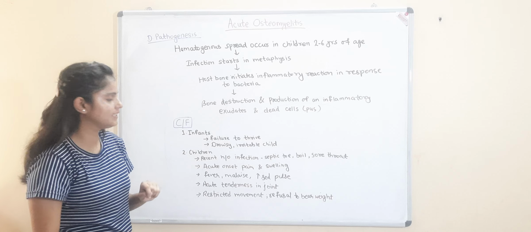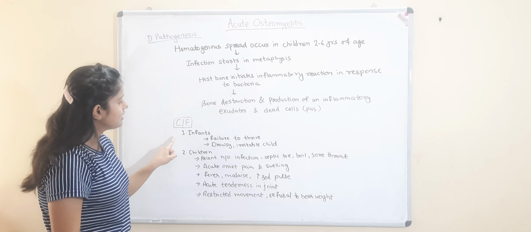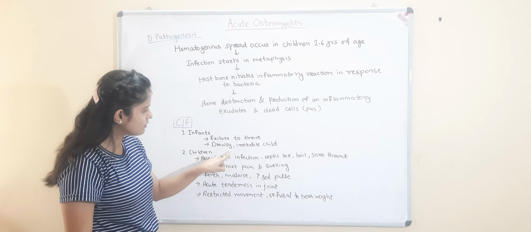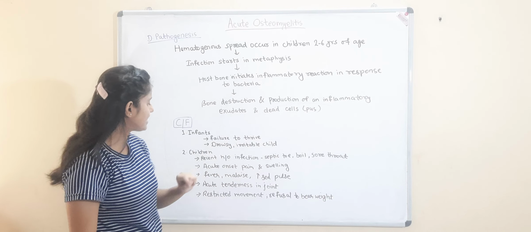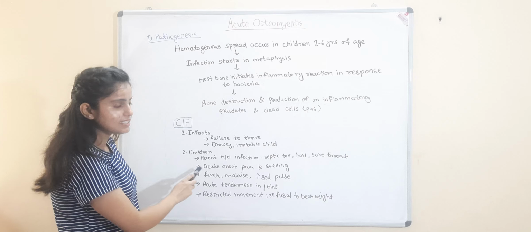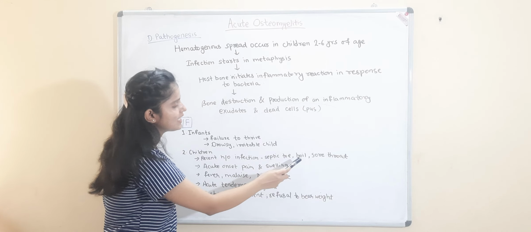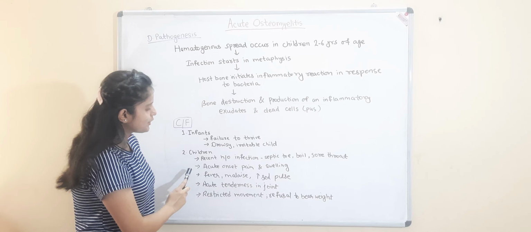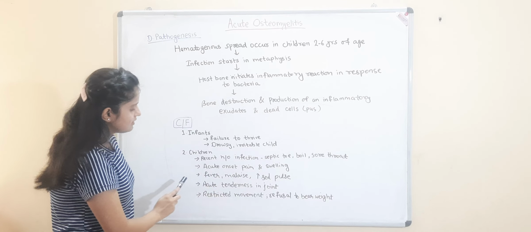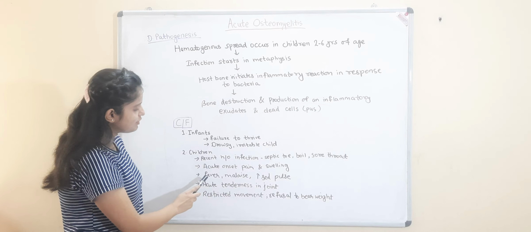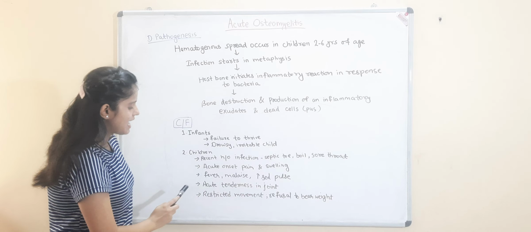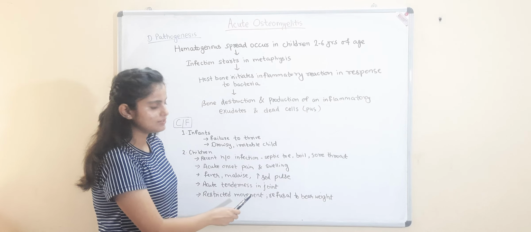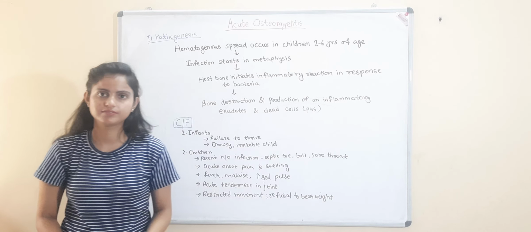On clinical features, in infants there will be failure to thrive. The infant will be drowsy and irritable. In children, there is a recent history of infection, septic toe, boil and sore throat. From here, hematogenous spread will occur and there will be acute onset of pain and swelling. There may be systemic features like fever, malaise and increased pulse. There is acute tenderness in the joint, restricted movement, and the patient will refuse to bear weight.